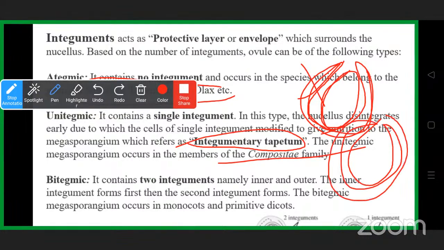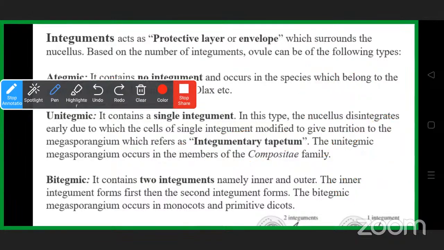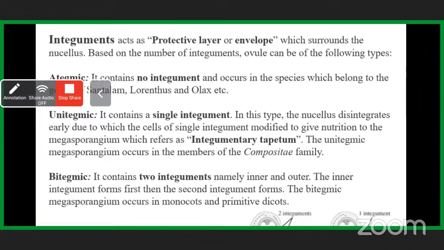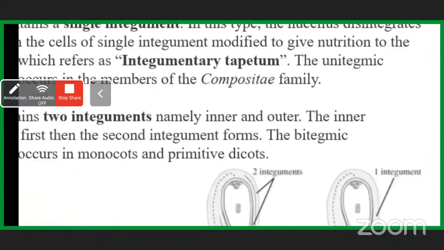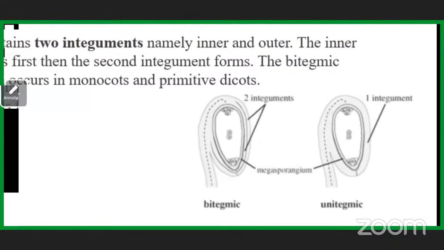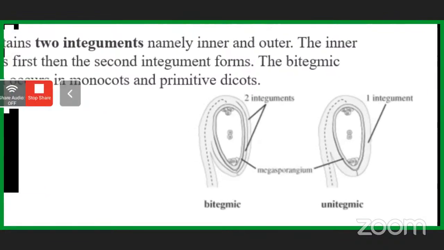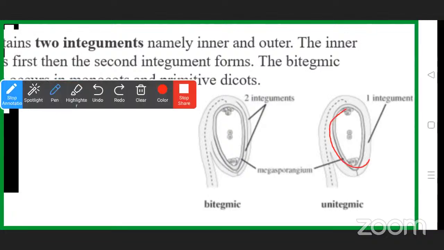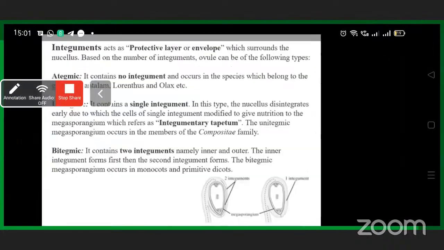Bitegmic is common and primitive. It occurs in the monocots and the primitive dicots. Based upon the tegmen, the layer, we have ategmic, unitegmic, and bitegmic. Here you can see only one layer, unitegmic. Here you can see two layers, bitegmic. That is the integument types.